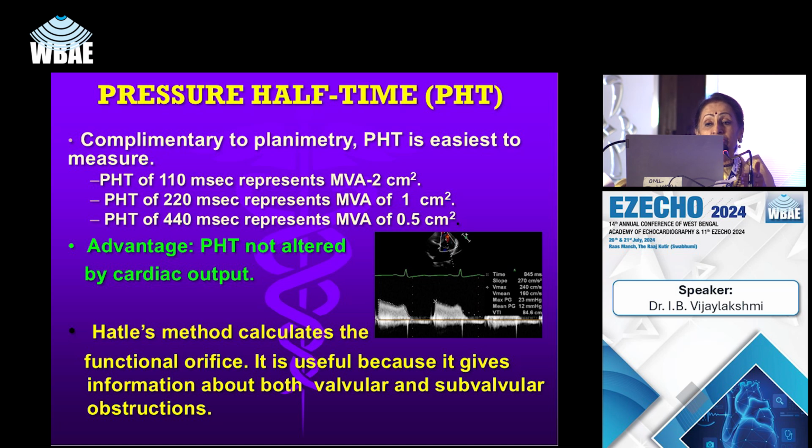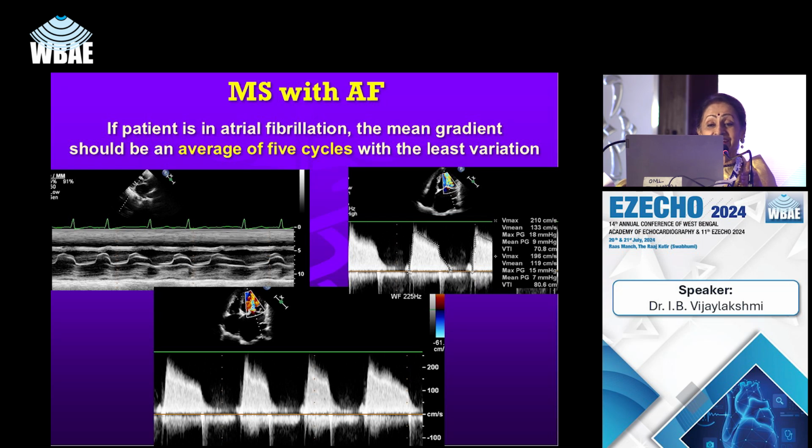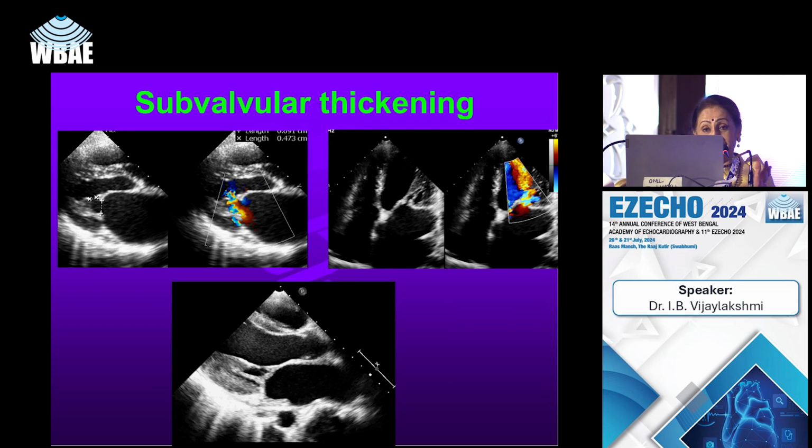But the magnitude of the pressure gradient depends not only on the valve obstruction, but also on the flow rate and the volume rate. An increase in the cardiac output, tachycardia, and coexisting MR, all this can overestimate the mitral stenosis. So here they have said mitral stenosis with mild MR, so that means they have not over-assessed. Probably the assessment is right.